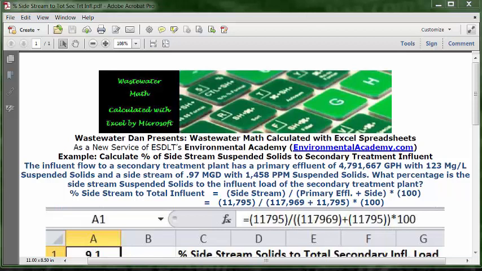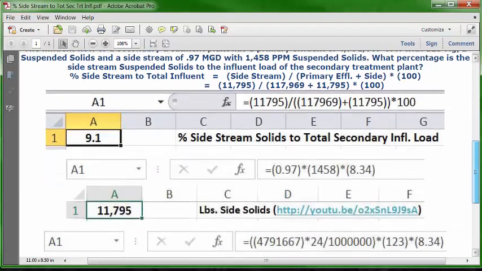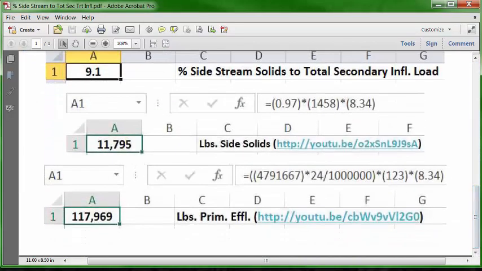So after we get the formula set up, we realize that everything that we put into this formula is solids, and solids are not included in the data in the problem. So we need to calculate solids for each one of these data points. One data point is the primary effluent solids, and the other is the side stream solids. I have previously published videos for calculating solids for each of these data points, so I'm going to refer to the video, give you the URL, show you the formula for each, and then we're just going to insert those values into this formula for today's problem.